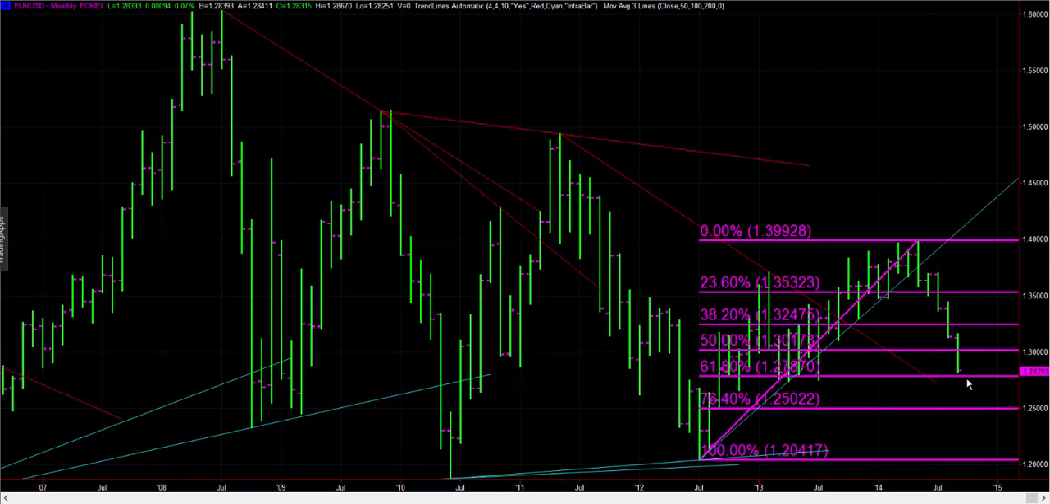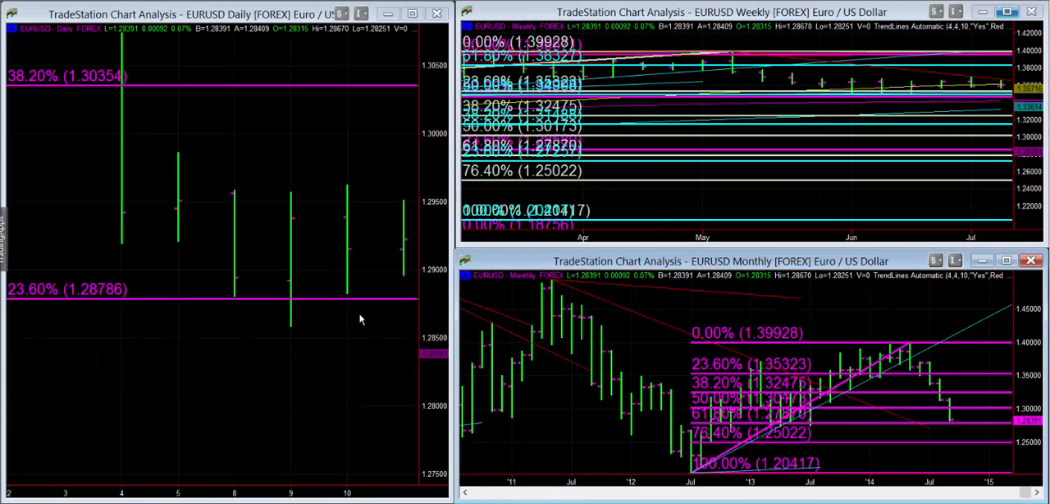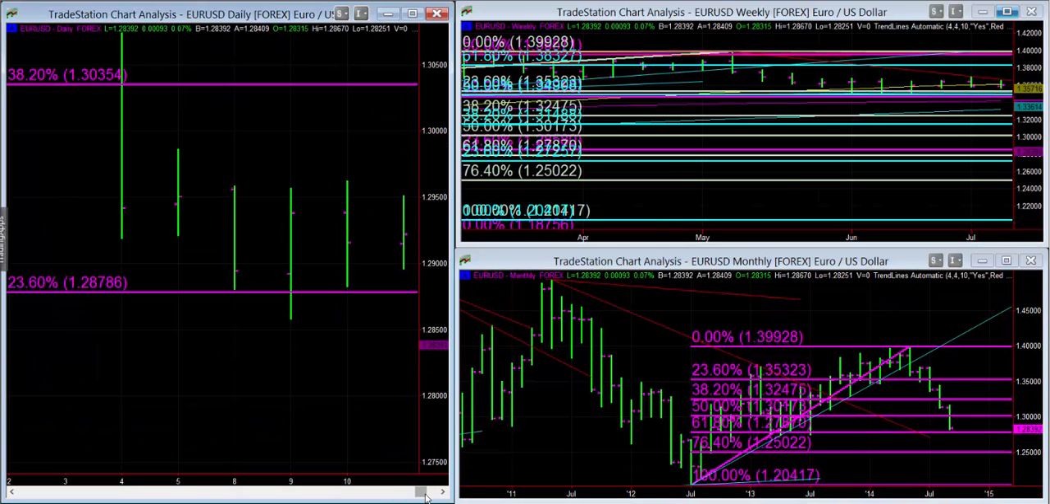we can see that this 127.87 area is a key level. We are about 60 pips above that level right now. We would expect some stops below there, and if we get through some of that congestion, we can expect a test of 125.02. So the euro, of course, as we just saw, has been a very strong technical trade.